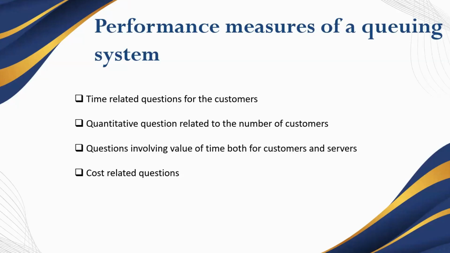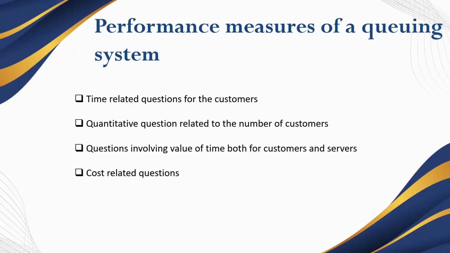First one is time related queues for the customers. The average or expected time an arriving customer has to wait in a queue before beginning the service. The average or expected time an arriving customer spends in the system, including waiting and the service. This data can be used to make the economic comparisons of the alternative queueing systems.